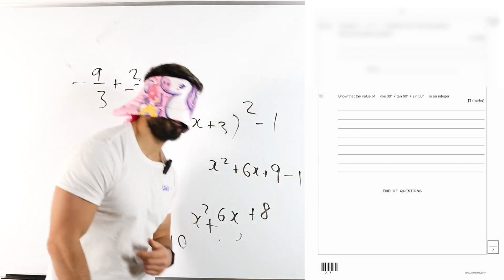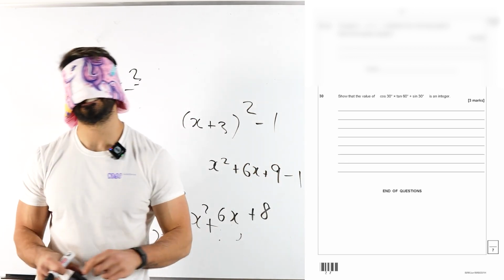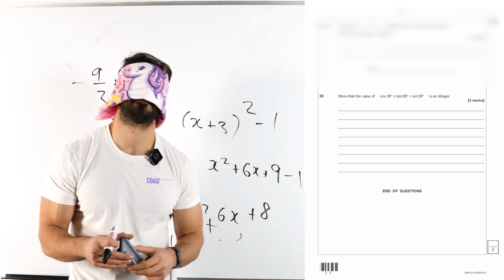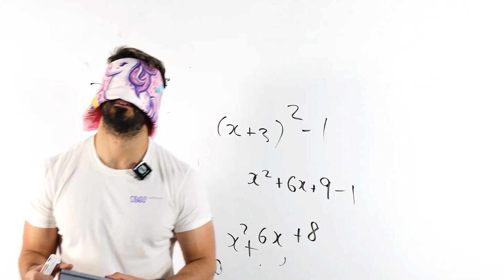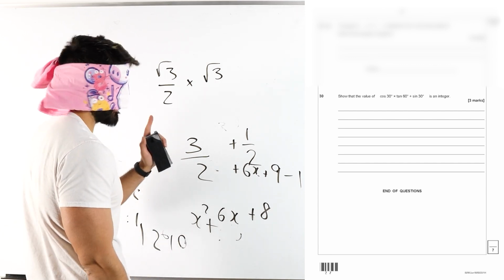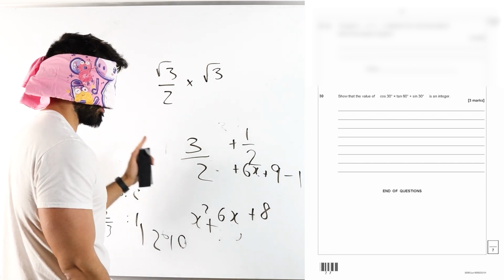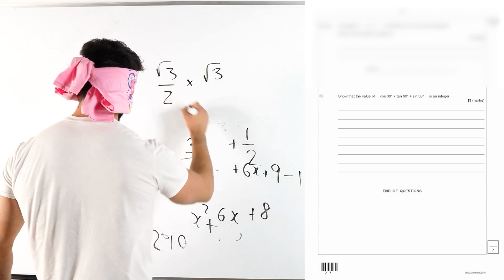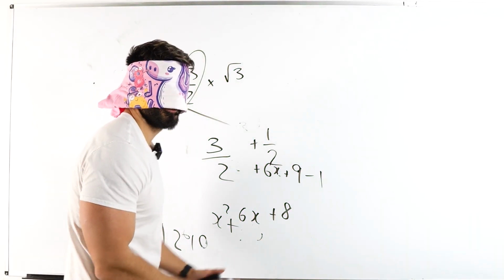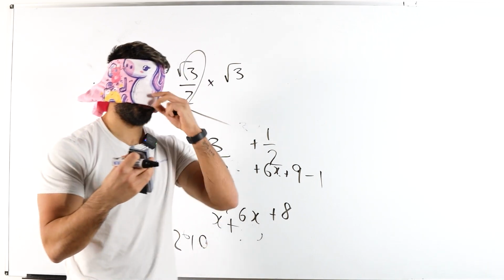Show that the value of cos 30 times tan 60 plus sine 30 is an integer. So 3 over 2 plus a half. 3 over 2. Don't mess this up. 3 over 2 plus a half is 2. Is that your final answer? Yeah. Okay, and that's it. We finished. Done.